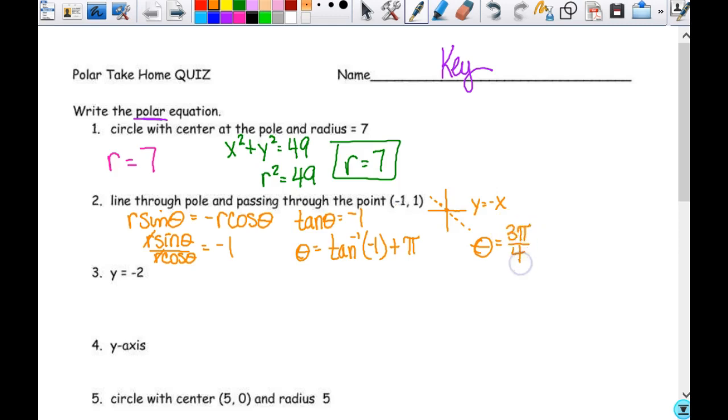Some of you gave it to me in degrees, which is fine. Some of you gave me a different one in radians because it didn't really say, and that's okay, but that's how we get that. Okay, so then y equals -2.